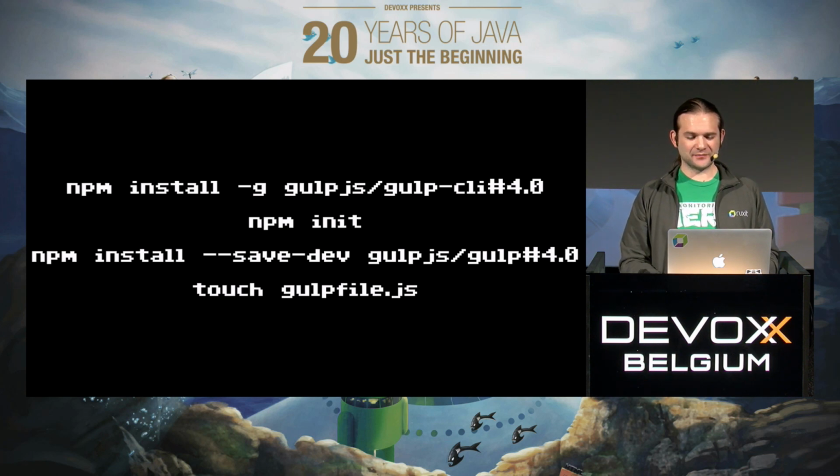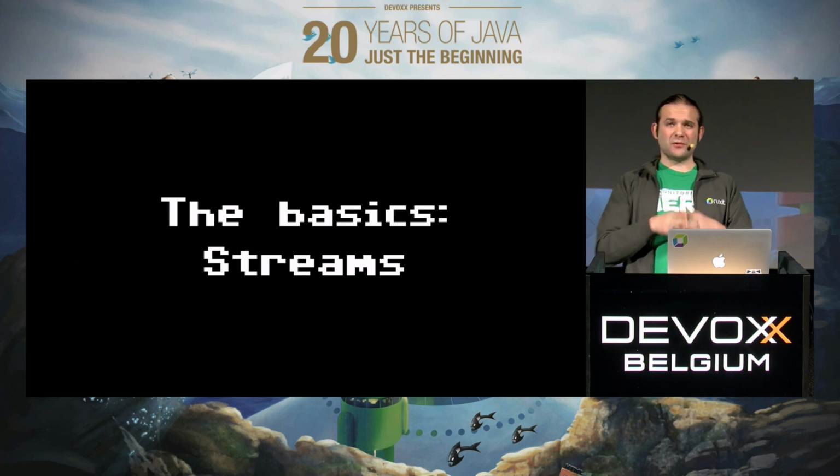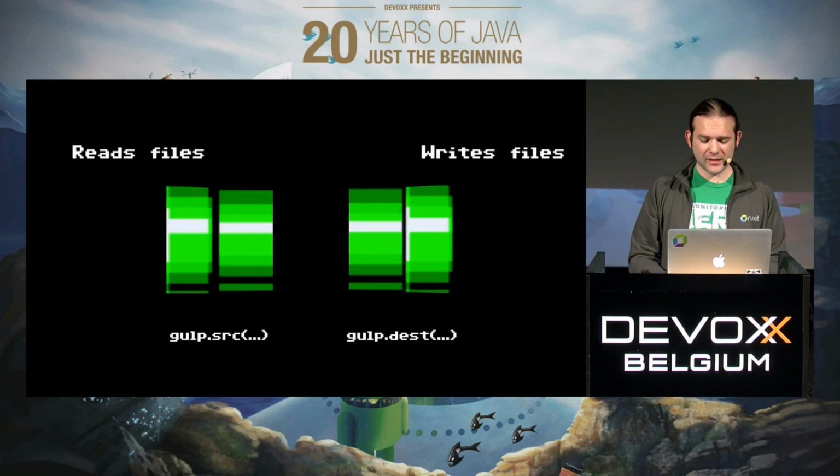So if you want to install Gulp 4.0, you can do that directly from the GitHub repositories. Those are the installation commands to do so. All right. Now we know how to run Gulp. Let's go on with the basics.